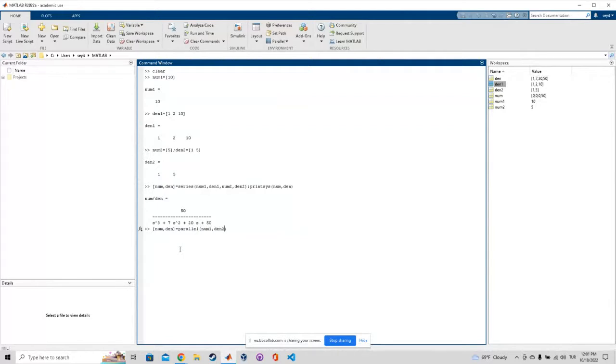Numerator 1, denominator 1, comma, num2 and denominator 2. And then you also try to print this system. We just write print system, open parentheses, and you just write your numerator, comma, denominator. It is your system if you add the two systems in parallel. All right.